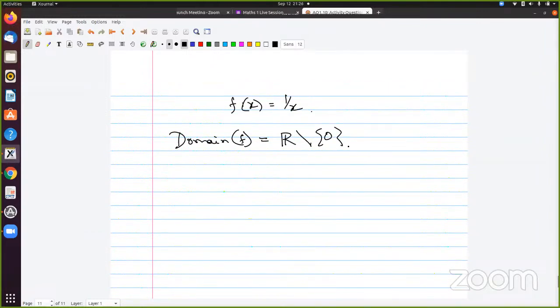Can you tell me what is the range of this function? The domain of f is R minus 0. Can you give 0 as an input to the function? No, sir. If you give 0 as an input, the function is undefined, right? So 0 is not in the domain. Other than that, you can give anything as an input, any real number.